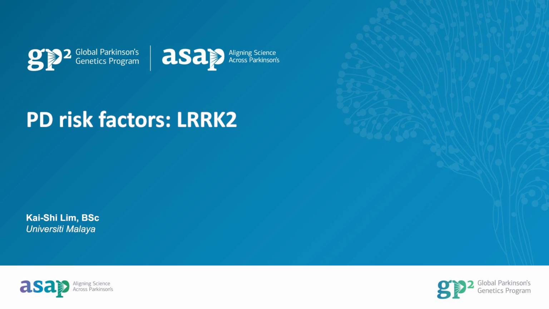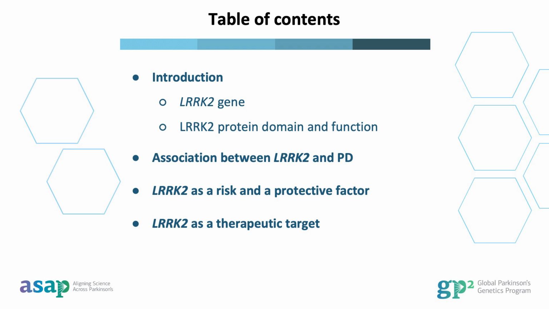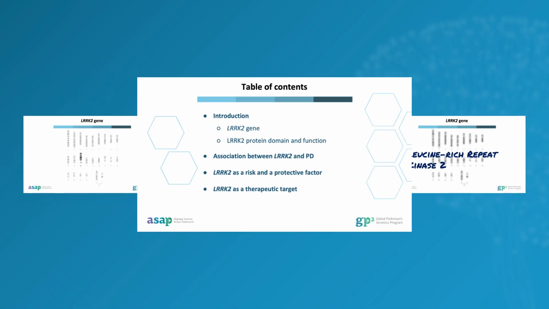Today I'm going to talk about LRRK2 as a genetic risk factor for Parkinson's disease. To give you an overview, we will first provide a brief introduction to the LRRK2 gene, its corresponding protein and its normal physiological function. Then we will touch base on the association between LRRK2 and Parkinson's disease and its risk variants. Finally, we will focus on the development of PD therapy targeting LRRK2 and end with key take-home messages.